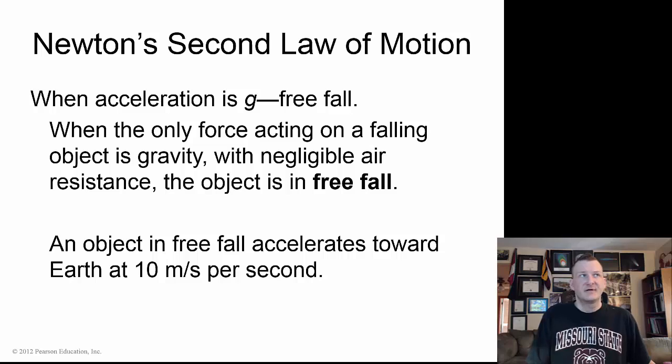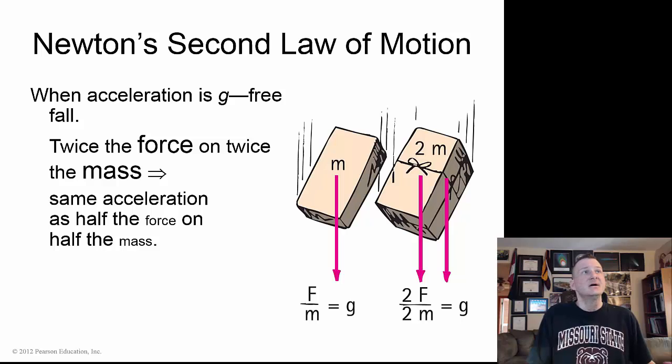Acceleration in free fall: if the only force acting on a falling object is gravity, and we neglect air resistance, then the object is in free fall. Like I said here, it accelerates towards Earth at 10 meters per second every second. So if we have twice the force on twice the mass, we'll have the same acceleration as half the force on half the mass.